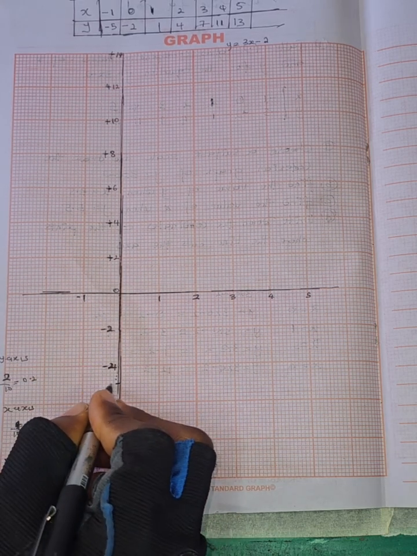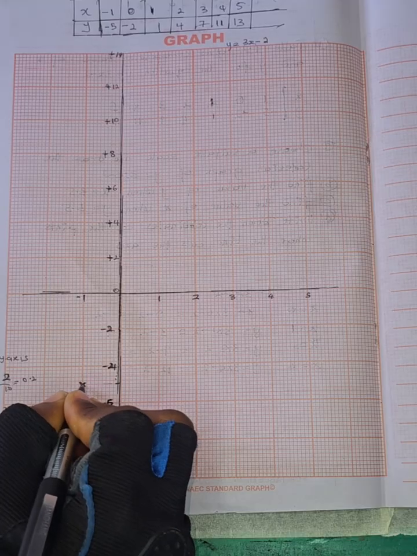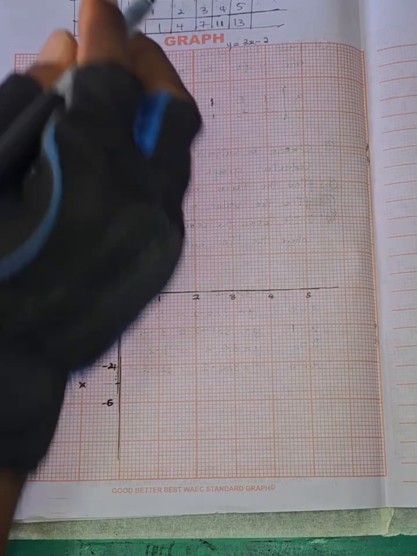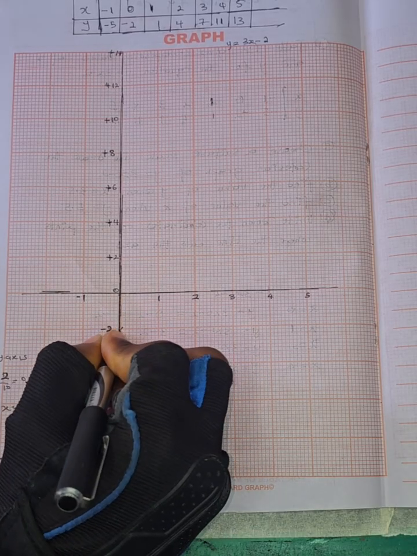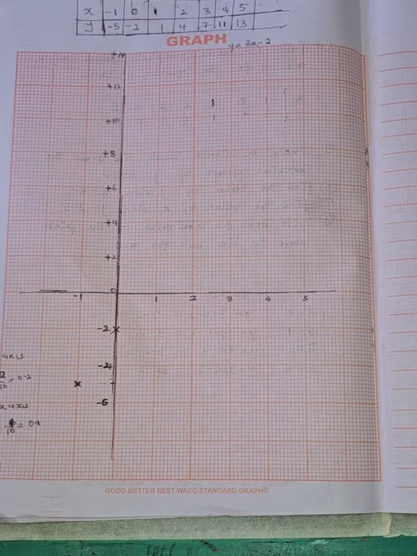So where did the 2 meet? I'll draw an asterisk here. The next thing is when x is 0, y is -2. This is x being 0, this is y being -2. I'll draw an asterisk here. Or should I use another color so it will be more visible for us? Let me use another color.